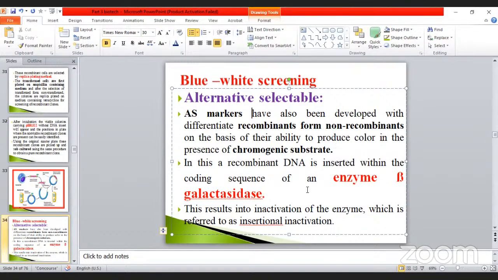In this, recombinant DNA is inserted within the coding sequence of the enzyme beta galactosidase. You already know about it; it also comes under the Lac-Operon concept. There are structural genes there. What are the structural genes you already studied, my dear?